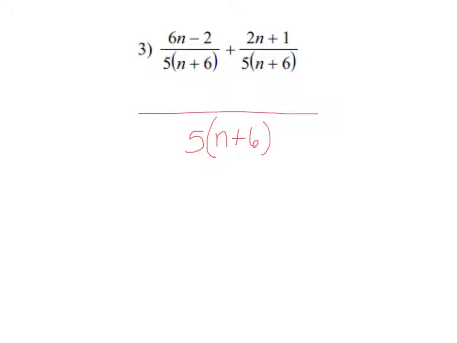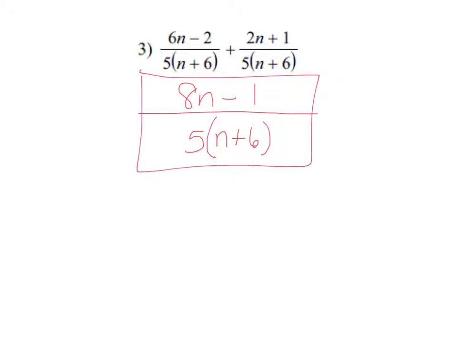Now I don't have to do that on this, it's a plus. So I am just adding up all my like terms. So I have a 6n and a 2n, so that would get me an 8n. I have a negative 2 and a plus 1, that's going to get me a negative 1. And that's all there is. I've got my common denominator, nothing's going to reduce. Done. All right, I want you to try number 4 by yourself.